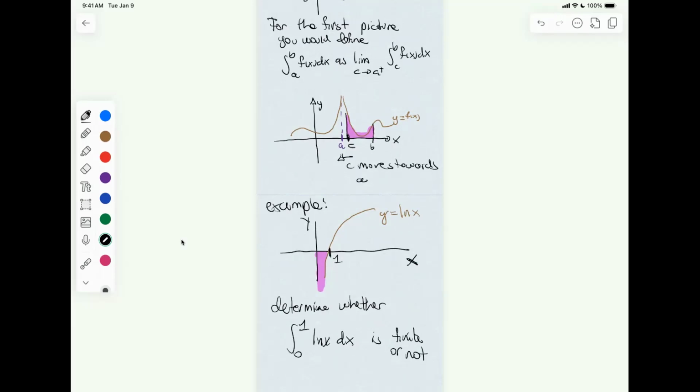Hopefully it's clear why it would be an improper integral, because natural log is going to minus infinity as x approaches 0, right? So you're getting into the problematic region for natural log.